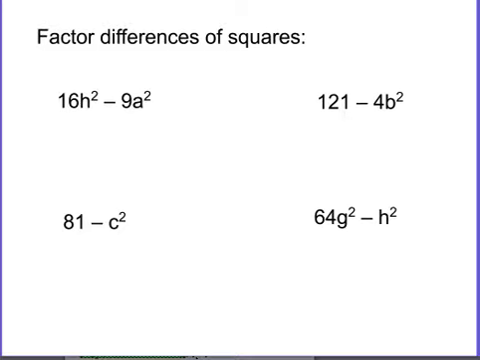So we're going to factor the differences of squares. You have to take the square root of each term. What is the square root of 16h squared? 4h. And what is the square root of 9a squared? 3a. So we're going to have 4h plus 3a and 4h minus 3a.